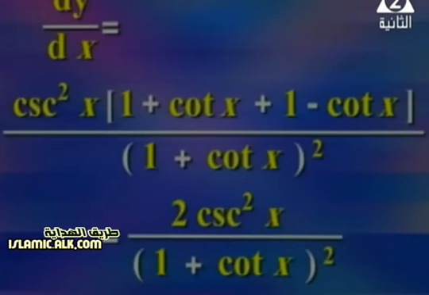It equals cosec squared x multiplied by the bracket (1 plus cot x plus 1 minus cot x) over (1 plus cot x) all squared. Remember, cot x minus cot x cancels, then by simplifying 1 plus 1 equals 2, multiplied by cosec squared x. The answer is 2 cosec squared x over (1 plus cot x) all squared.